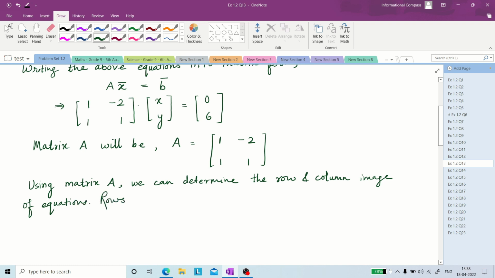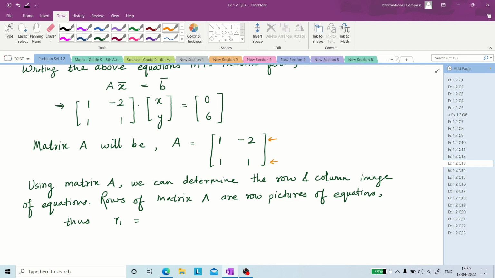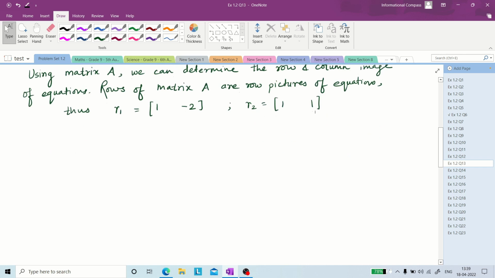So rows of matrix A are the row pictures of equations. Thus, what will it be? R1 is going to be, just consider the row, this is row 1, this is row 2. So how will I write? R1 is equal to 1, minus 2 and R2 is equal to 1, 1. I hope I'm clear.